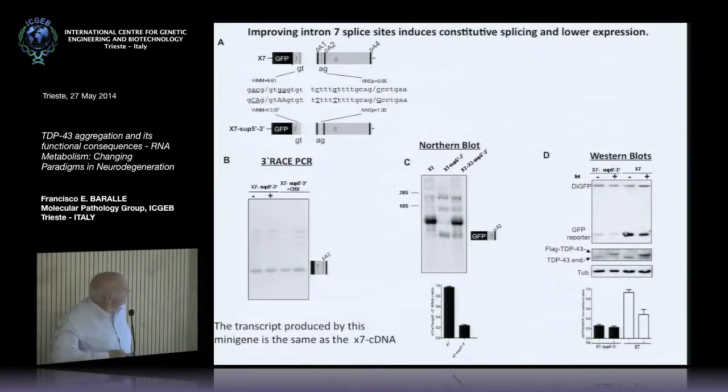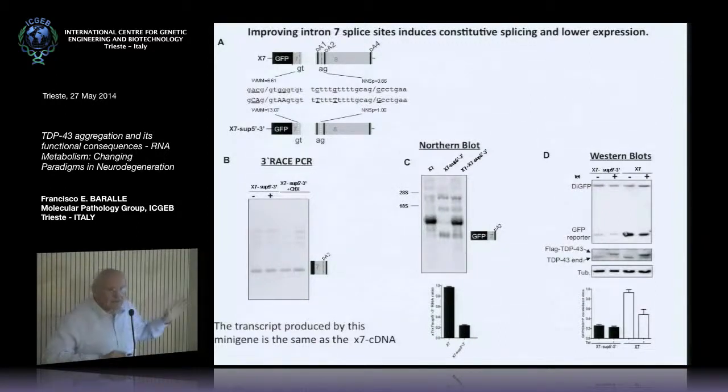We look at it again, improving the splice sites. So saying we are going to force this to always do splicing in the presence of an excess of TDP-43 or in the presence of normal TDP-43. And in fact, if you improve the splice sites, we call it super splice sites, you get perfect constitutive splicing and production of the poly A2. But in contrast with the cDNA, this is the same messenger as the cDNA, but you have much lower production and much lower production of protein.